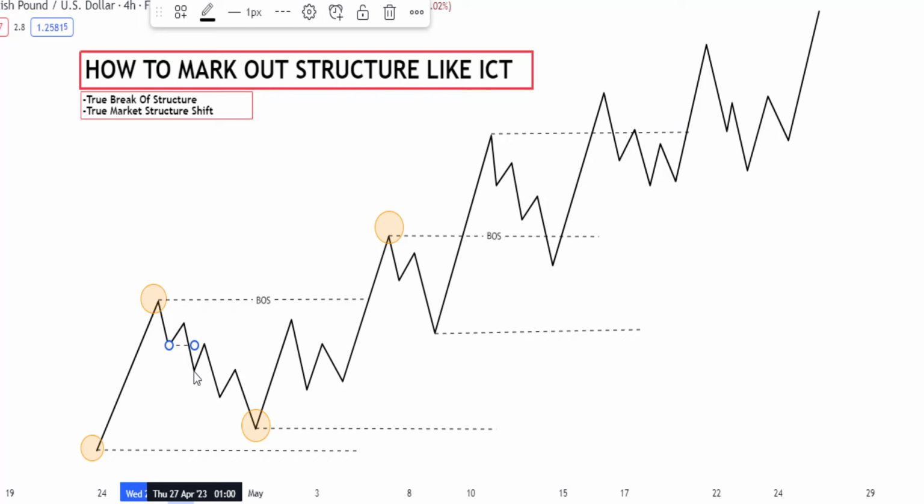Right here, price is breaking. This is not the major break of structure, even though these are breaks of structure inside the range. And look at this. This is a break of structure inside the range. But the most important thing is this area. So you can have this price action happening inside the range, and this is where time frame comes into play.